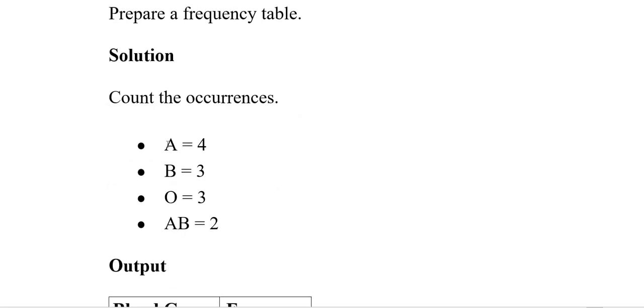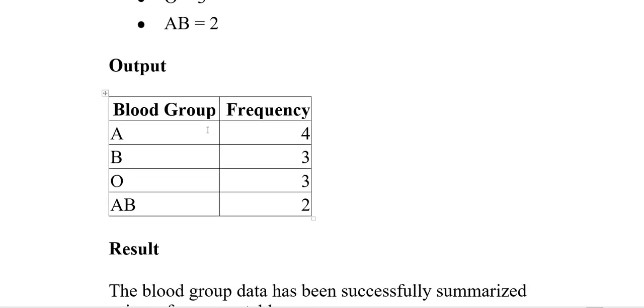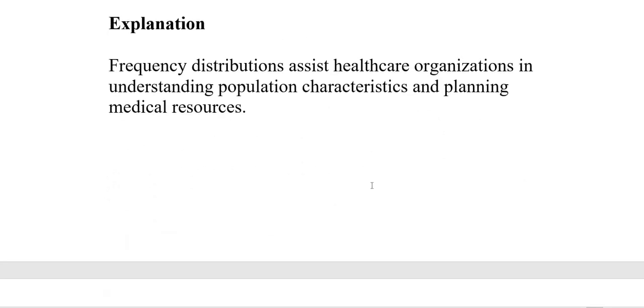So the number of each blood group: A is 4, right? For the frequency table we have to count how many times A is repeated, B is repeated, O is repeated, and AB is repeated. So this many times A is repeated and this many times B is repeated. Similarly for O and AB. So this is our frequency table, right? I hope you already know how to build the frequency table, correct?